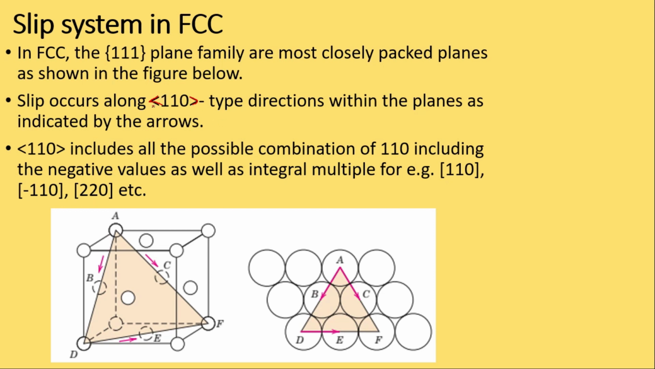And you know, if this is the family, then it includes all the directions that have the possible combination of 110. So we have 110 included in the same family, -110 also belongs to the same family, 220 also belongs to the same family, and all the possible combinations and their integral multiples. So we have the 111 plane here like this one, right? So we can have the dislocation along this line.